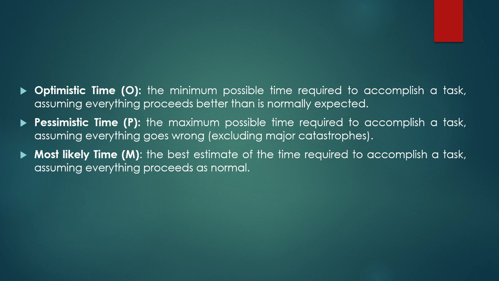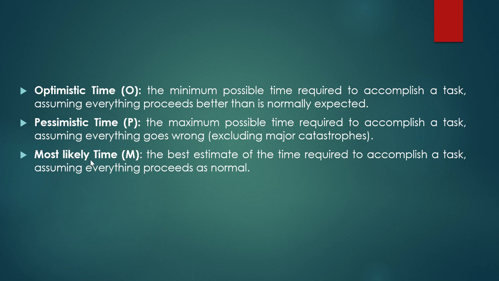The second type of time is pessimistic time. Pessimistic time is the maximum possible time required to accomplish a task. Here we think that even if there are n number of hurdles, all the hurdles of the world are there, then how much time will this activity take, right? We call it pessimistic time. So this is the maximum possible time. As optimistic time was the minimum possible time, pessimistic time is the maximum possible time, right?